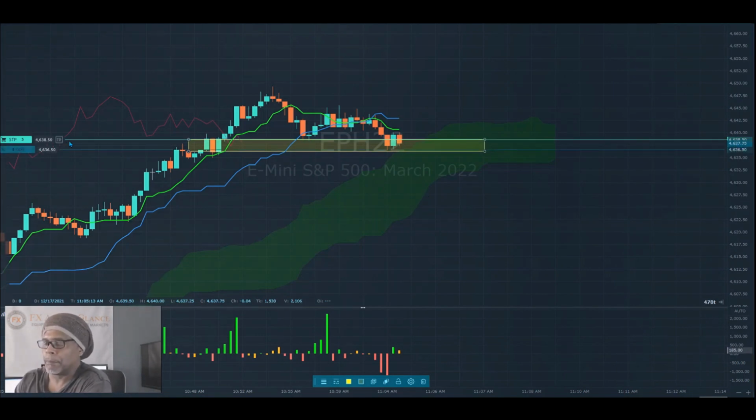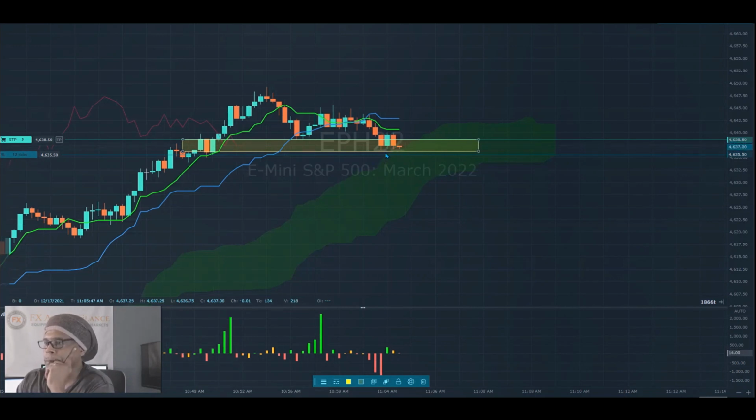Now I just put my order in, 5 contracts for a long, and my stop loss is slightly below. I just moved my stop loss one tick below this level because I don't want to be right on this level, because you can see price likes to come right back to these levels. So I put my stop loss one tick below. All right.